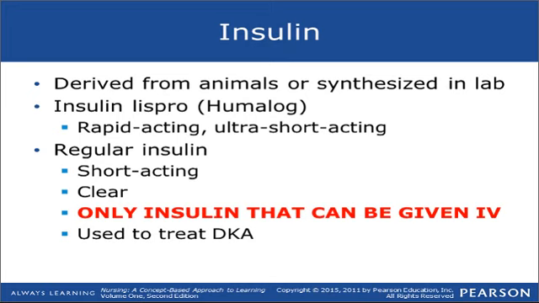So regular insulin is given IV. It's the one that's used to treat DKA, or diabetic ketoacidosis. And when a type 1 diabetic is newly diagnosed, they always start them on a regular insulin, and then they add in other ones such as NPH.